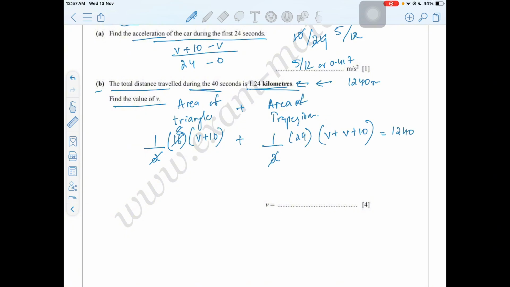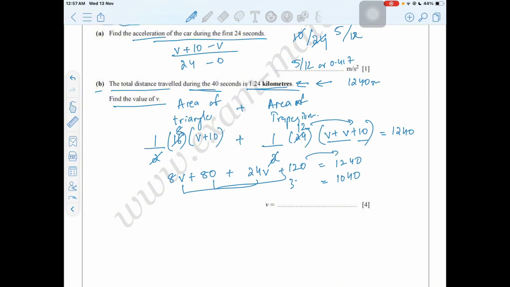And when we solve this, we get something like this: 8v plus 80. This would be 2v plus 10. 12 multiplied by 2 is 24v, and this is 12, and this would be 120. 12 into 10, right? So this would be 200, and 200 would be subtracted, so we'll be left with 1040, and 8v plus 24v would be 32v. 1040 divided by 32 is our v.